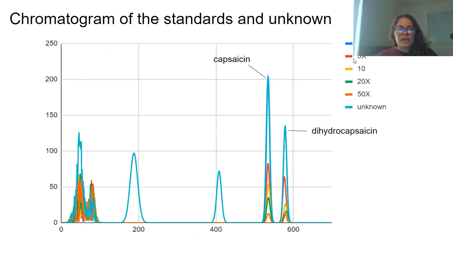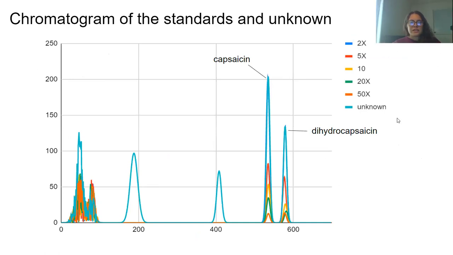We then diluted the capsaicin standard by a factor of 2, 5, 10, 20, and 50. And we obtained the chromatogram for each of these dilutions. We also have the unknown plotted in this chromatogram. And here are the capsaicin and dihydrocapsaicin peaks labeled.